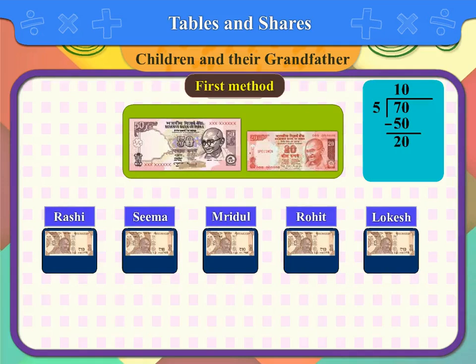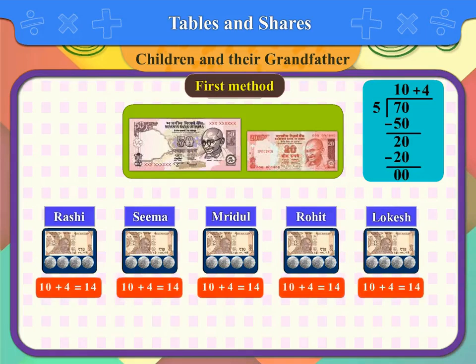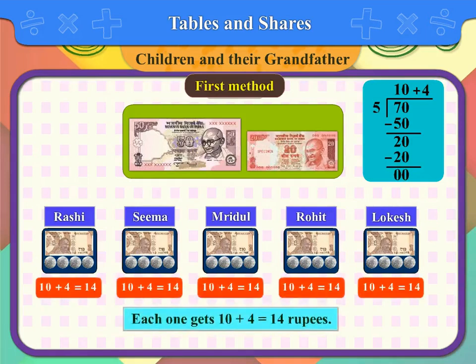She says, I give 4 rupees more to each. 5 multiplied by 4 is equal to 20. So, I have distributed 20 rupees. When 20 is subtracted from 20, nothing is left and all money is divided equally. So, each one gets 10 plus 4 is equal to 14 rupees.